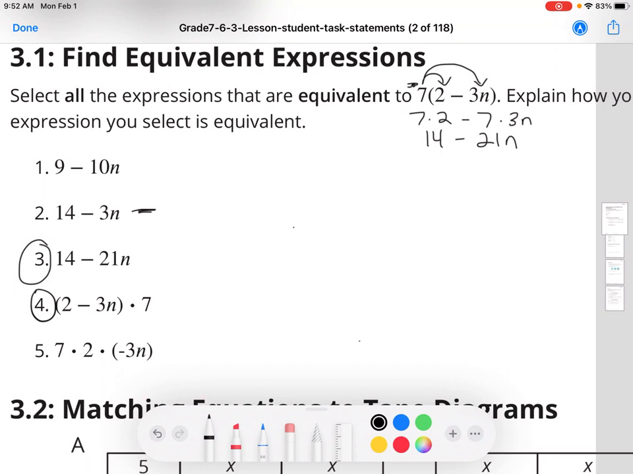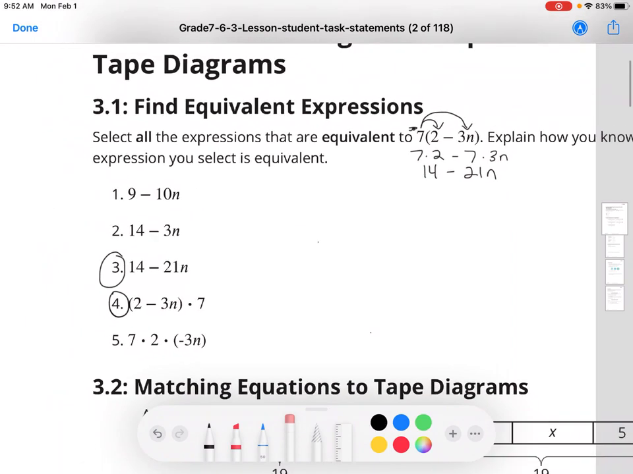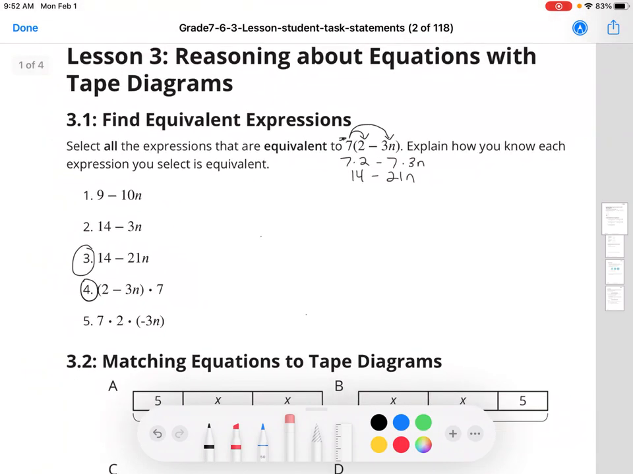Sometimes it helps to plug in 2 numbers just to make sure. So if I also used n equals 1, then this would no longer be equivalent because I would get a different answer. So that tells me that it's not equivalent, because if it's equivalent, it would equal the same value regardless of what number you selected for n.